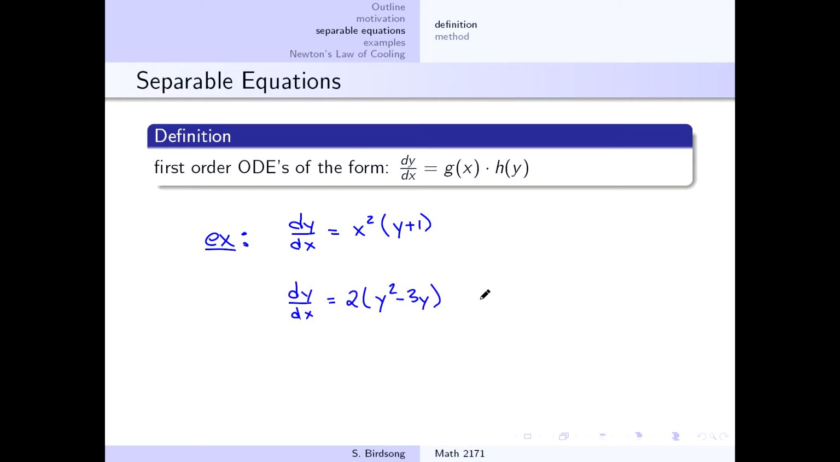But notice here this next example. This example is also a separable equation. Why? Because it can be factored. Notice this second term only has the dependent variable. In this first term there is no variable, and that's okay. So watch out. This one here is the sort of, if you will, trick format of a separable differential equation.